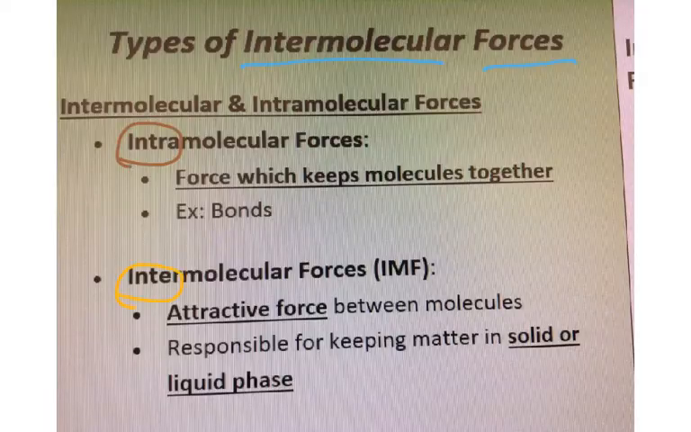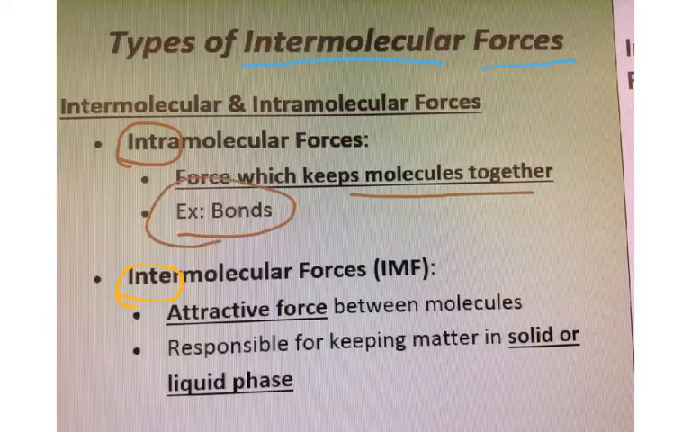Intramolecular forces are the forces that keep the individual molecules together. So it's what connects one atom to another atom. How we refer to them in this class typically is they are the bonds. An intermolecular force, on the other hand, is the force that attracts one molecule to another molecule. And intermolecular forces are what keep solids as solids and liquids as liquids. And we'll be discussing this a little bit further as we go on.